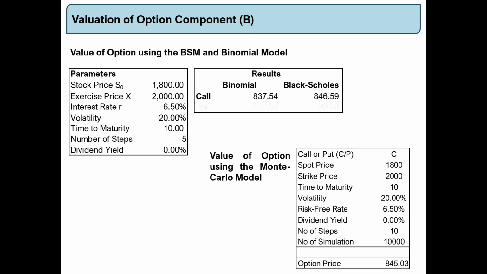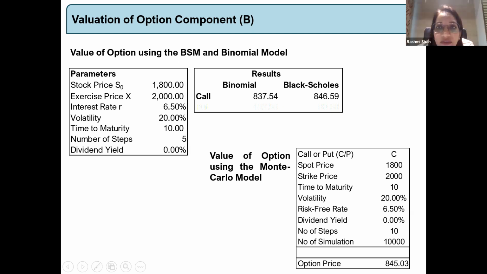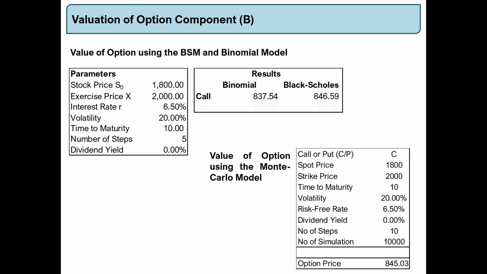Eight and a half. Why 8.5? Total 10 years. First 3 years you cannot exercise. So first 3 years I have ignored. So the minimum period is 7 years. Maximum period is 10 years. So I took the average of the two.